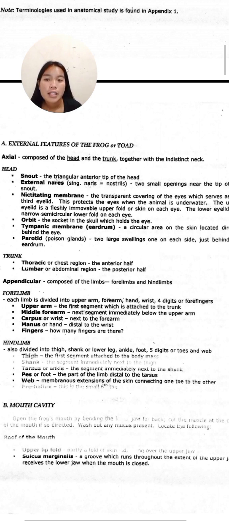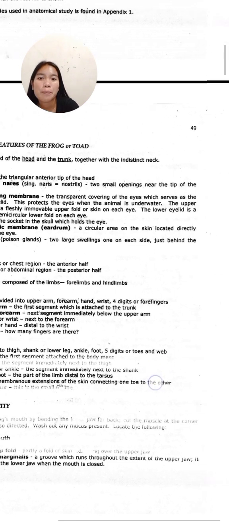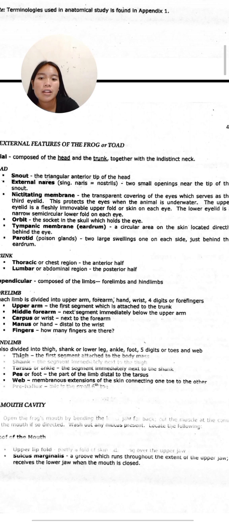Next is nictitating membrane. Next is external nares: two small openings near the tip of the snout.